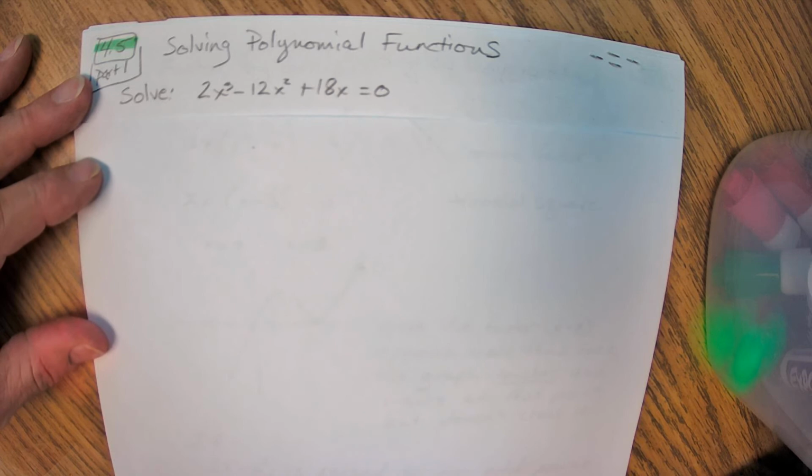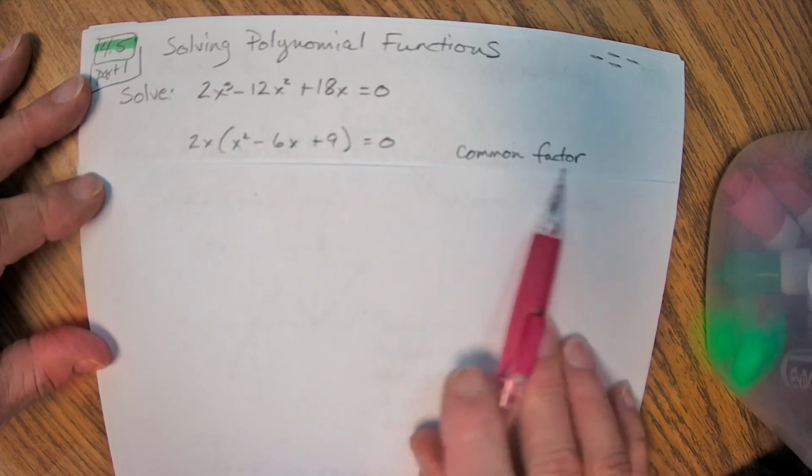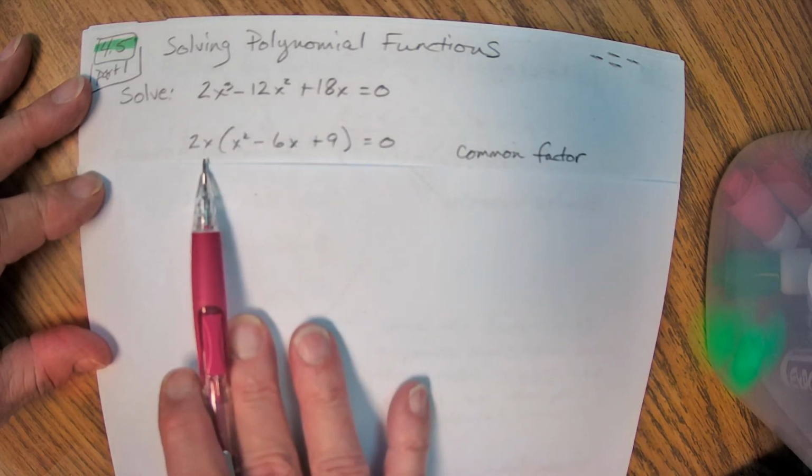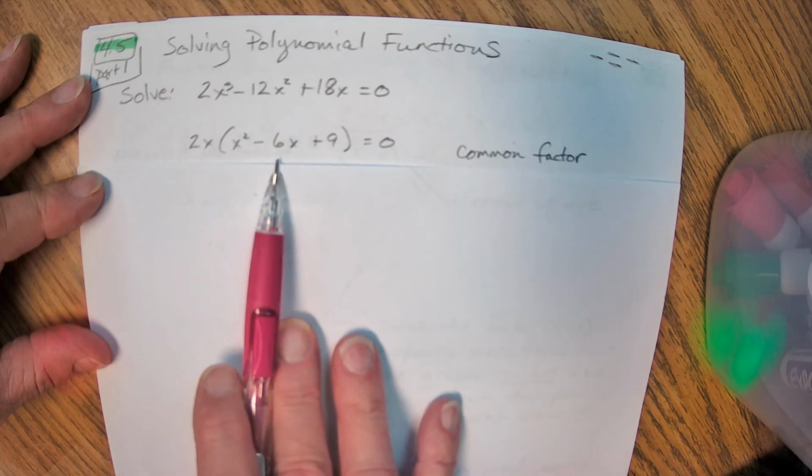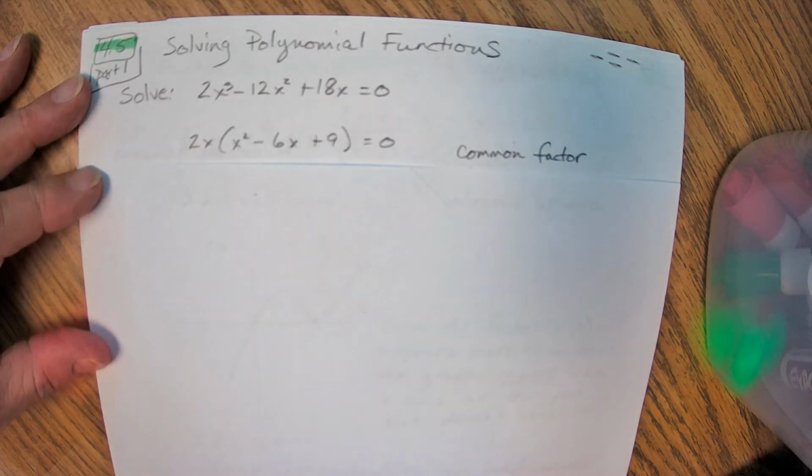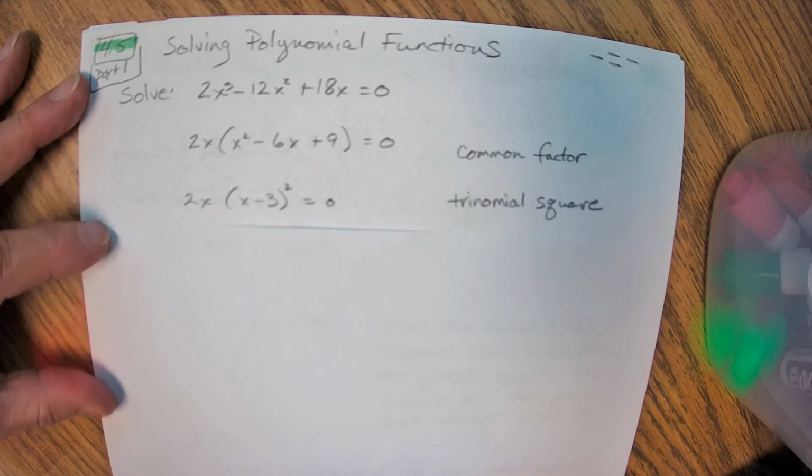And the first thing I'm going to do is look for a common factor. The common factor here would be 2x. When I factor out a 2x, I get x squared minus 6x plus 9. And as you know, that is a trinomial square. And that's how we factor a trinomial square.